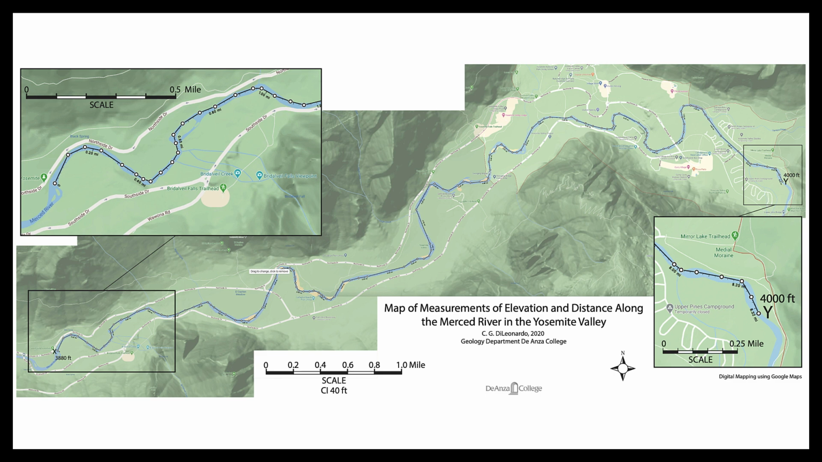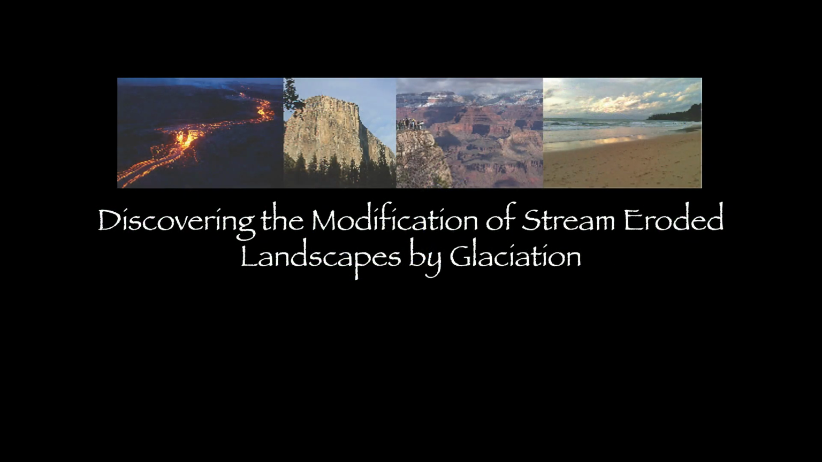Understanding the different way that glaciers modified the landscape as opposed to stream erosion is a real base for understanding the landscape evolution in alpine areas, especially in Western North America, but you find these all over the world where we've had modification of stream eroded landscapes by glaciation.